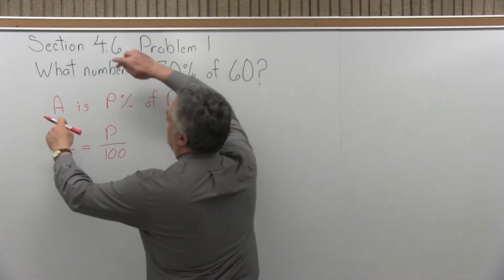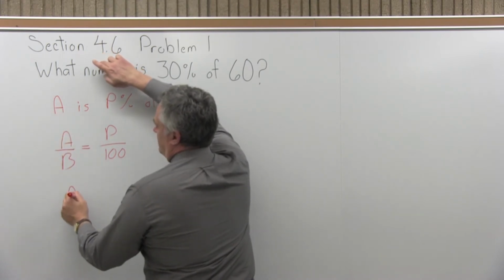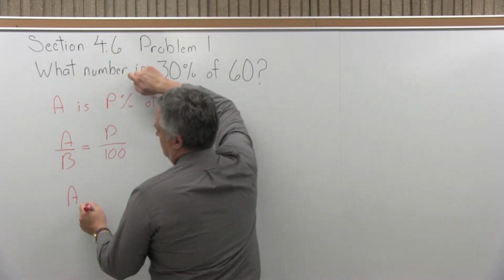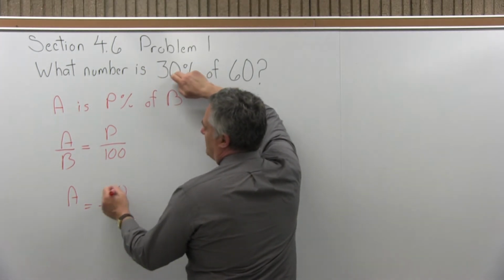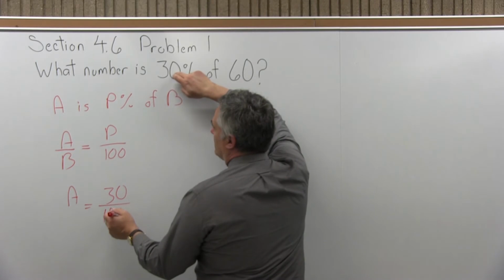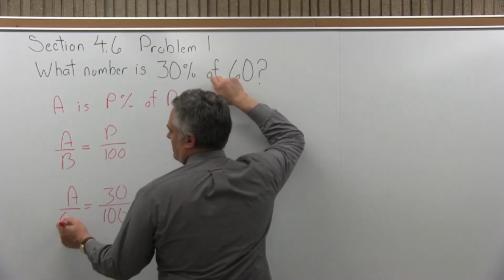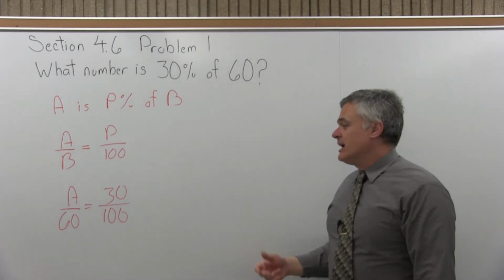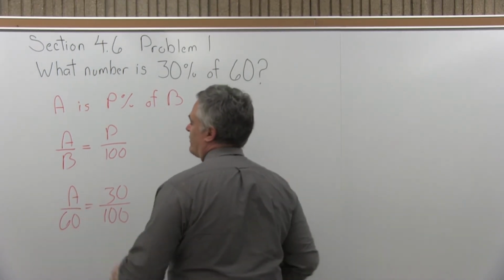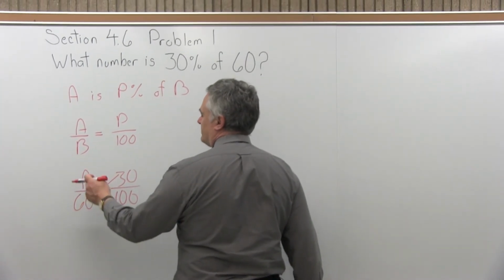So the A is the what number, that's the unknown, so I just leave it as a variable. A over 60 equals 30% over 100, so 30 is the P, percent is always 100, of 60, so the 60 goes under the A. So now essentially we have an equation with one unknown, the A, and when you have something like this where one fraction is equal to the other, it's a proportion, you just cross multiply and solve.